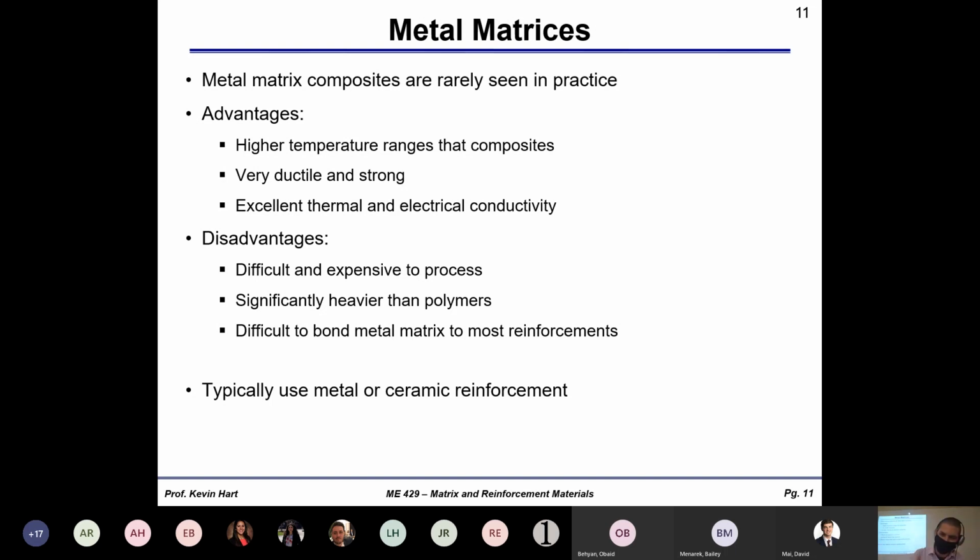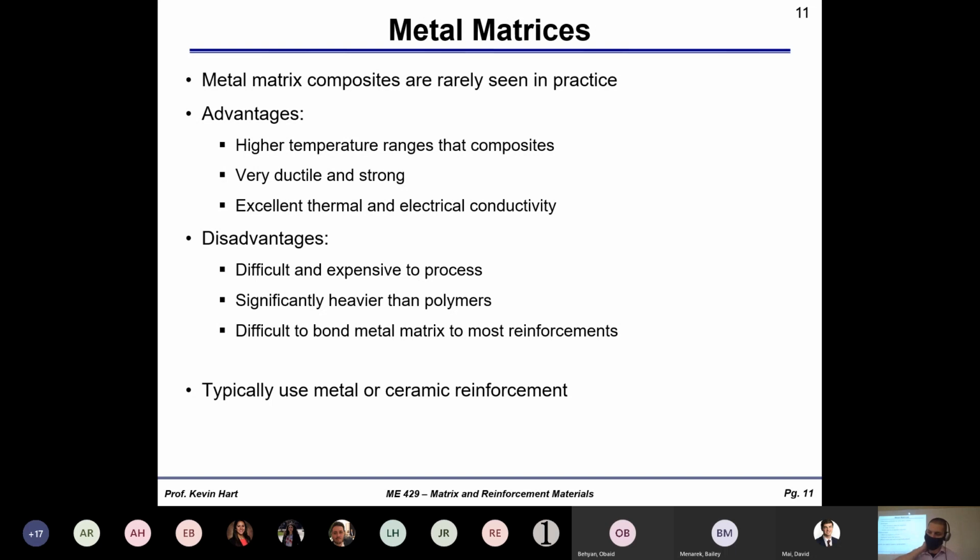Finally, if for some reason you need electrical or thermal conductivity, metals are significantly better than polymers. The thermal conductivity of metals is tremendously higher than those of polymers. Polymers are typically considered insulators. Metals are typically considered conductors, both for thermal and electrical reasons. So if you need electrical or thermal performance for whatever reason, maybe this is the way to go.